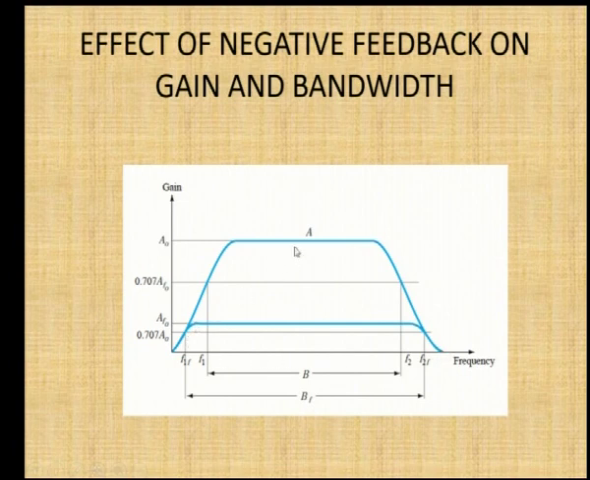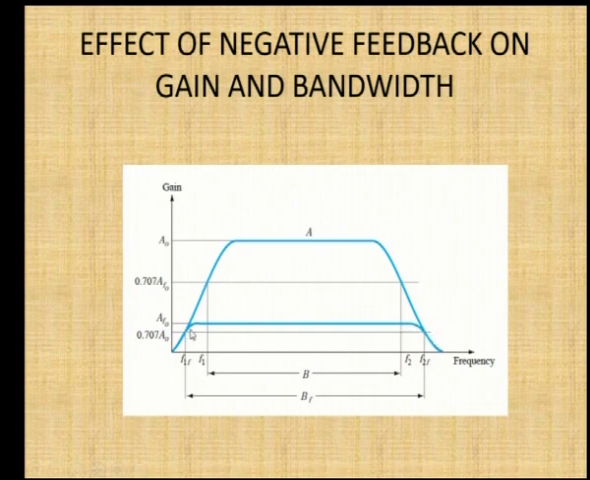Here the gain is reduced from this point to this point. We know that if the feedback is given, A is reduced by the factor of 1 plus beta A, that is the formula we have derived already. So, we know that the voltage gain is reduced. This is the reduction in the gain if you give the feedback.